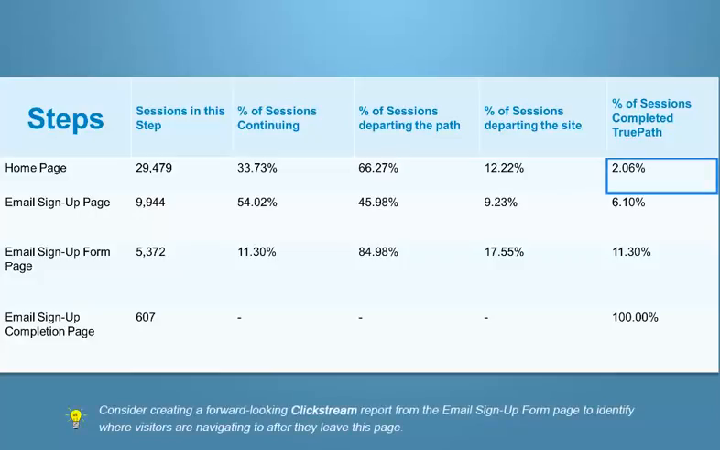Only 2.06% of sessions from the home page completed the email signup process. Because completion from the home page is low, consider making the email signup link that is featured on the home page more prominent. We can also see that the email signup form page has a high number of sessions that depart the path. Check to make sure that the instructions for email signup are clear and that there are not too many form fields that require data entry.